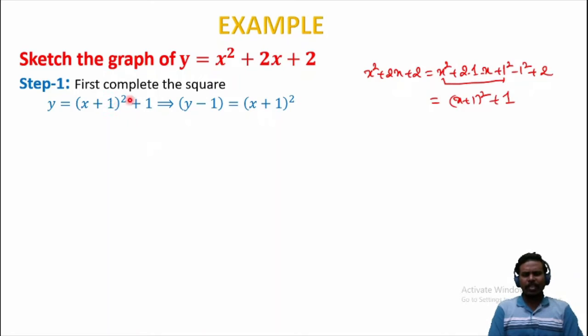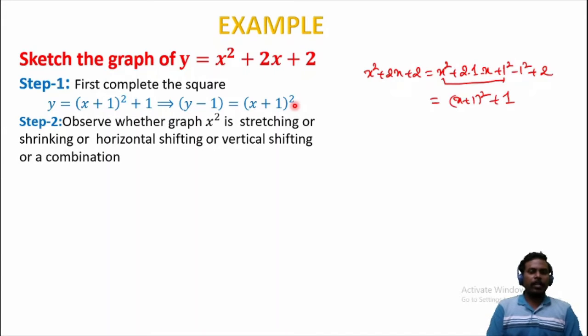I think this technique we have seen earlier. Maybe if you review those classes, you will be able to write it like this. Now this is what: y is equal to x plus 1 whole square plus 1. Now this 1, I have transferred it to this side. Then it becomes y minus 1 is equal to x plus 1 whole square. Now observe whether the graph of x square is stretching or shrinking or horizontally shifting or vertically shifting or a combination of any of the above. So we have seen three things, namely stretching and shrinking, horizontal shifting and vertical shifting.